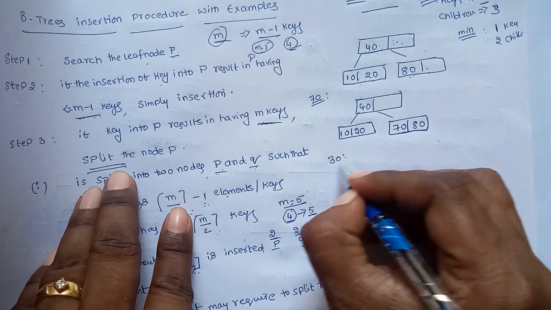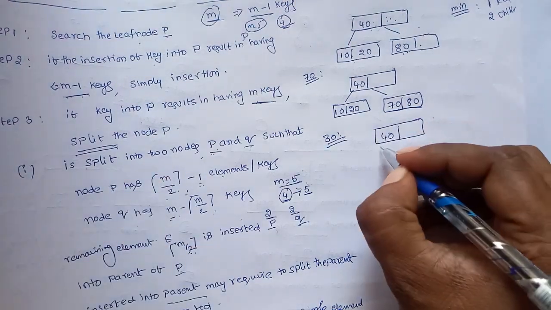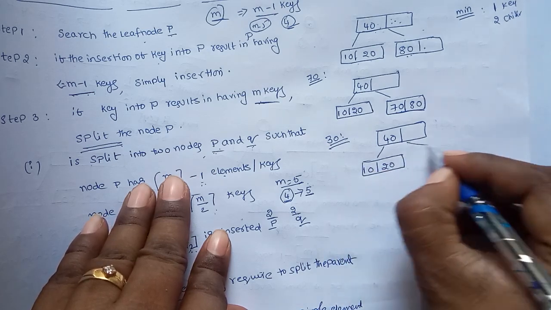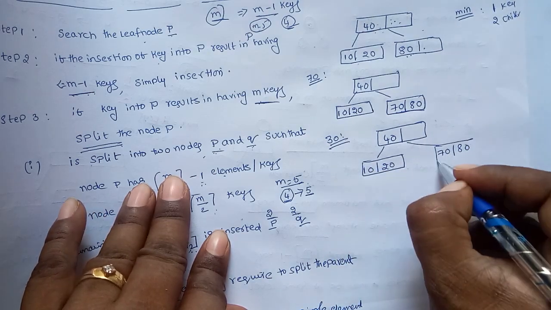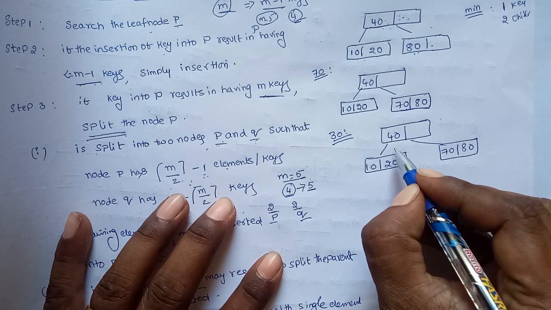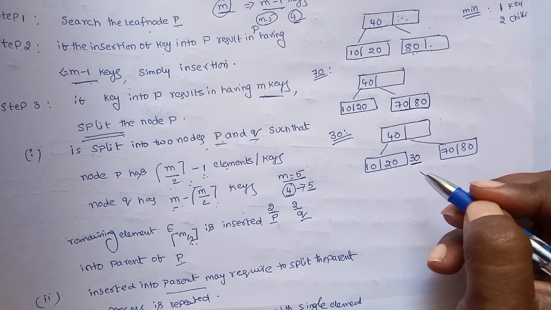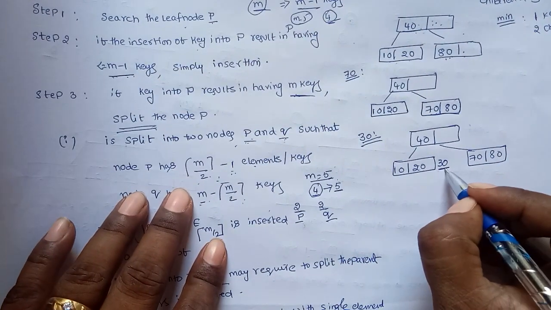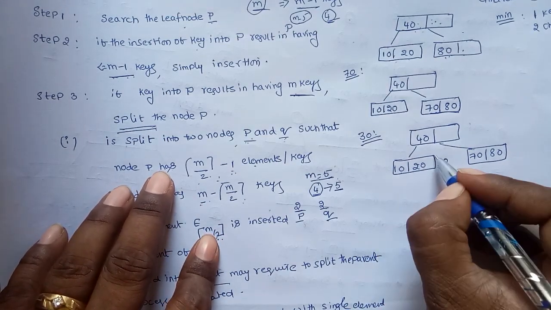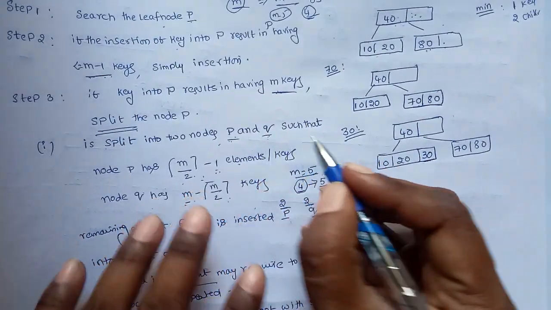Now insert 30. Again the tree is 40, 10, 20. This is the original diagram. What is the position of 30? According to the binary search tree, the position of 30 is this one, because it is less than 40, and insertion is always performed at the leaf node. After inserting 30 at this position, the number of keys becomes 3.